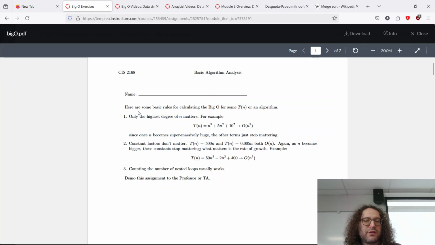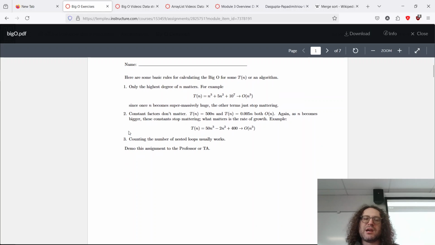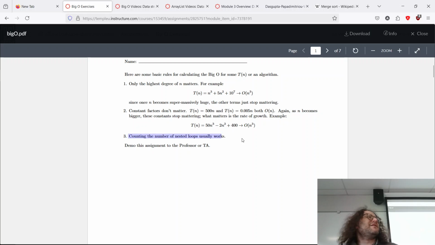These first rules are what you care about for doing the first page, and this one is good advice generally speaking for the rest of the homework, which is counting the number of nested loops, right? If it's just a normal for loop, then it probably takes O of n time. If it has a loop inside of a loop, that's probably O of n squared. I say probably because there are some cases where if you're skipping over items or doing weird jumps, it might be logarithmic, but that's not the case here. That's why I say usually.